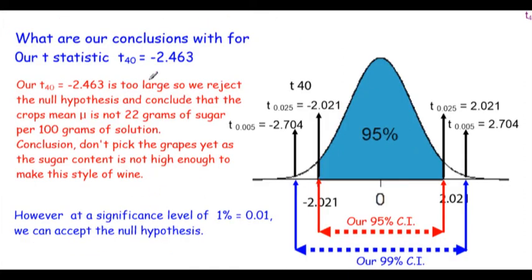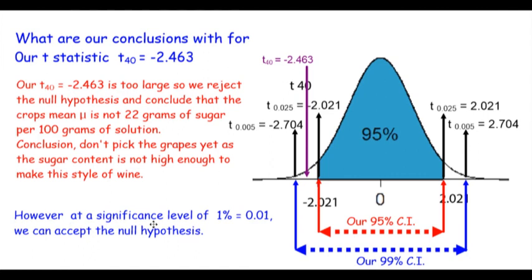So what's happening? Our t-statistic, T40, is minus 2.463. Let's see if I can grab it and bring it in. It's about here somewhere. So it's basically outside our 95% confidence interval. It's too far out at this end, a very low probability of this occurring. So we're going to reject the null hypothesis and conclude that the actual crop's mean Baume is not 22. So we shouldn't actually pick the grapes yet.